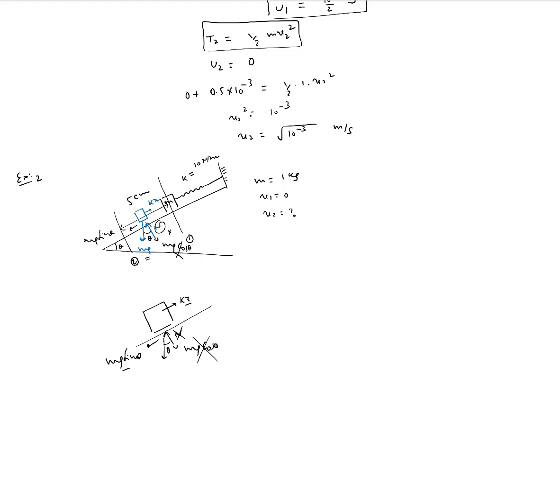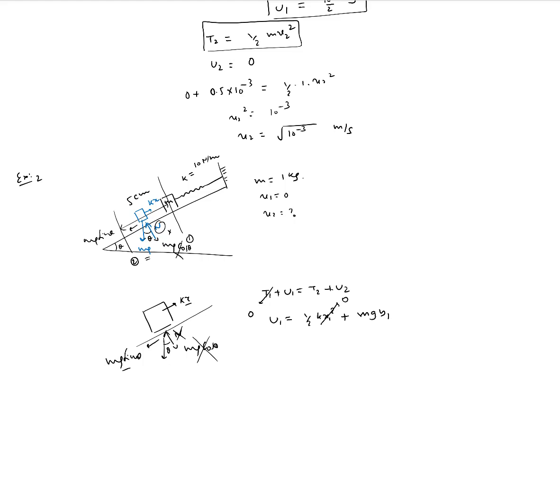Both of them are conservative forces, which means we can apply T1 plus U1 equal to T2 plus U2. Initial T1 is 0 because it's released from rest. So what's U1? U1 here would be potential energy due to gravity as well as potential energy due to spring forces. Potential energy due to spring forces is defined as 1/2 kx1 squared, plus the potential energy due to gravity is defined as mgy1. The spring term is 0 because initially it's not stretched.